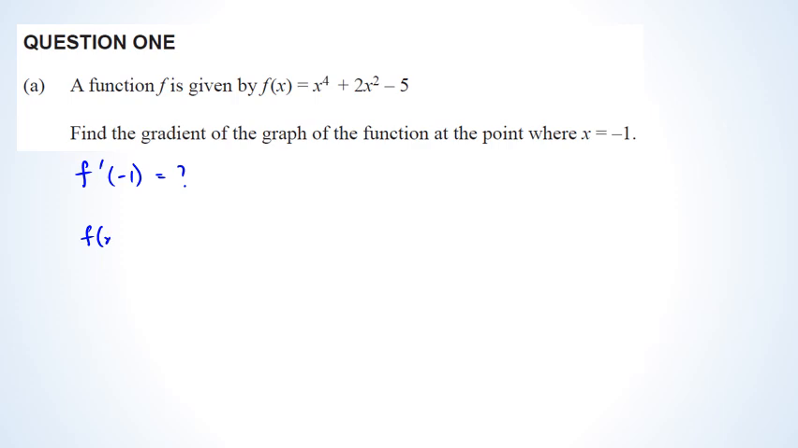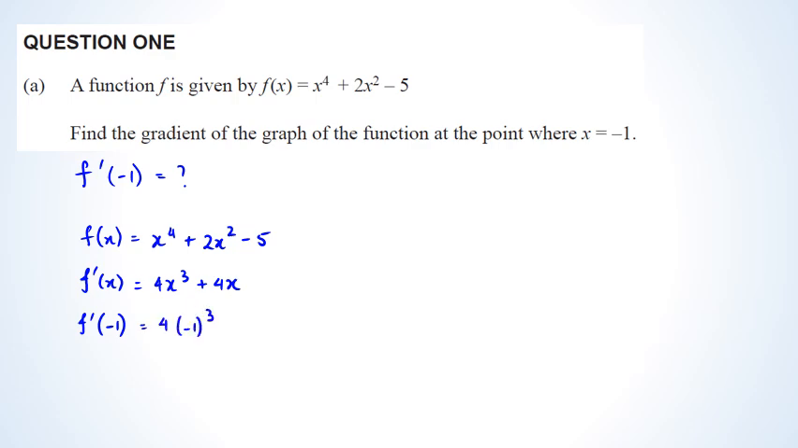Okay, so we've been given f of x. So f of x is equal to x^4 plus 2x squared minus 5, which means f dash of x is equal to 4x cubed plus 4x. So at this point I need to substitute my -1 where x is. So I'm going to get 4 multiplied by -1 to the power of 3 plus 4 times -1. And when I simplify this, I get -8. And this is an achieved question. Okay, let's go to question 1b.